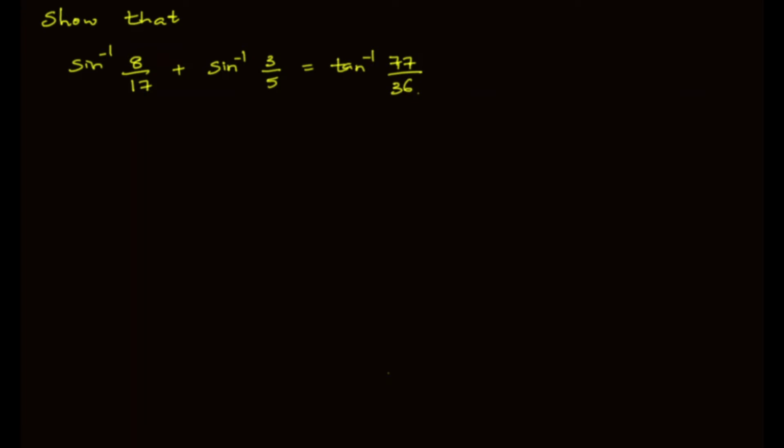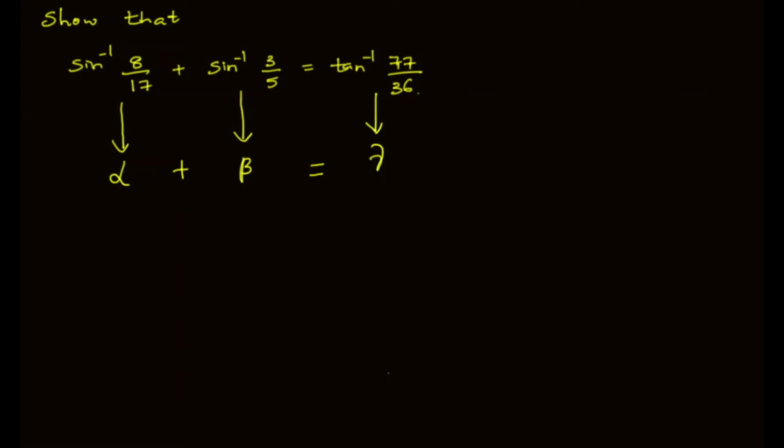If you look closely, each of the terms that we have would give us an angle. Let me call this angle alpha, this angle beta, and this angle gamma. Sine inverse of a value should give us an angle, tan inverse of a value should give us an angle. So basically, we are getting three angles. If I add alpha plus beta, I must be getting gamma. This is what they are looking for.